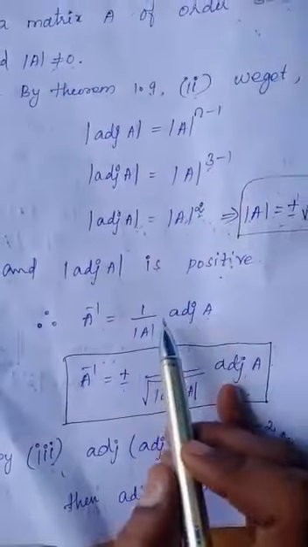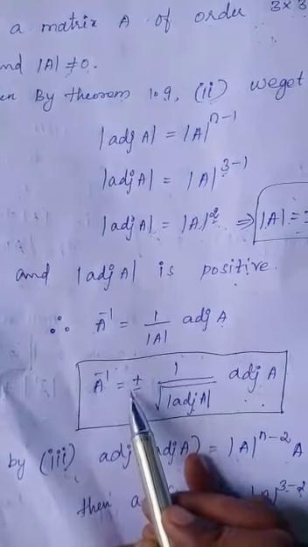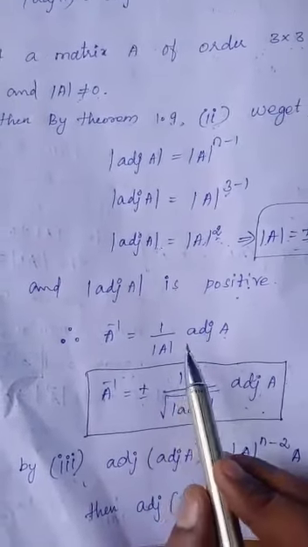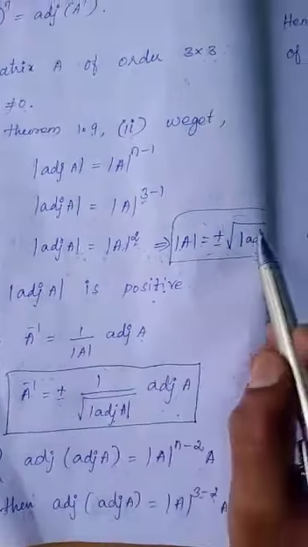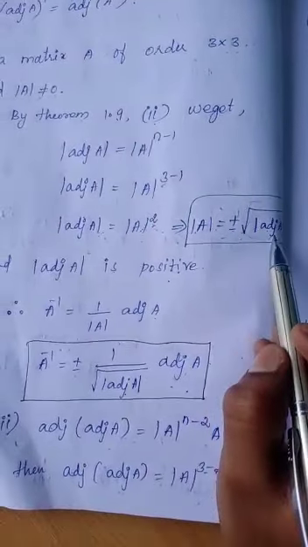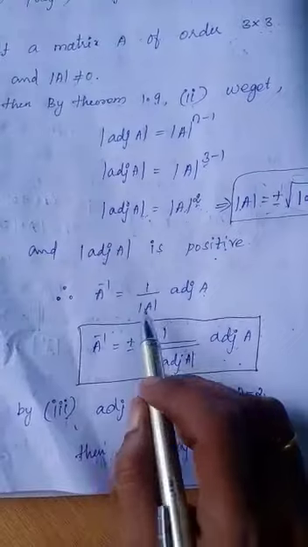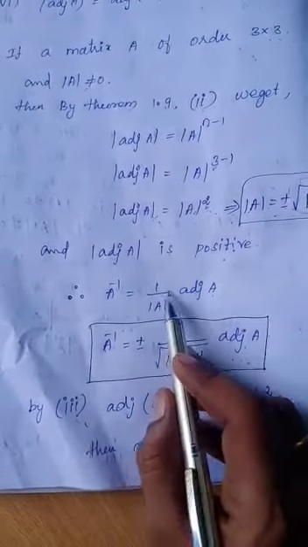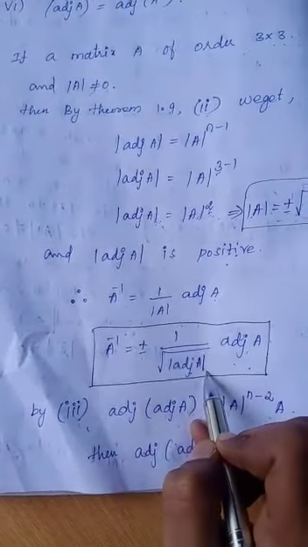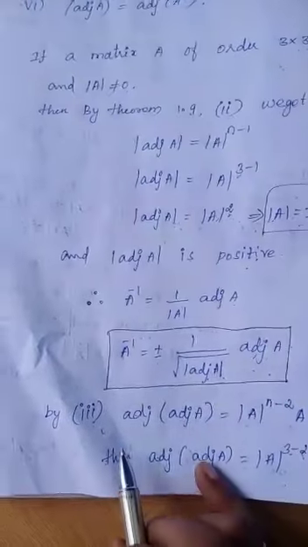So we are finding the A inverse formula here. I write the formula in this place. A inverse is equal to plus or minus, because we found the determinant A value, that is the square root of 1 by determinant of adjoint A. I substitute this value in this place. So plus or minus 1 divided by the square root of determinant of adjoint A into adjoint of A.